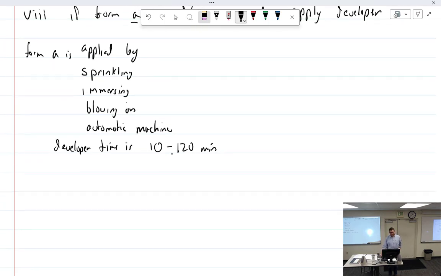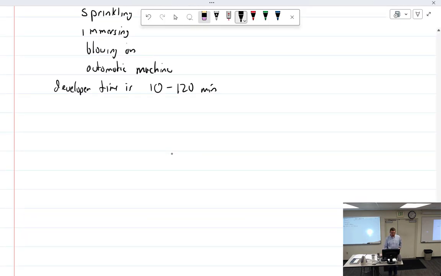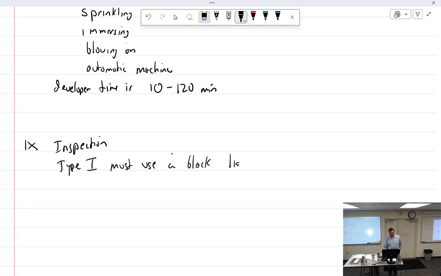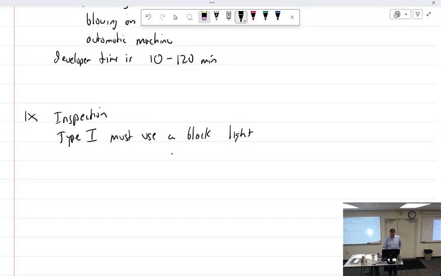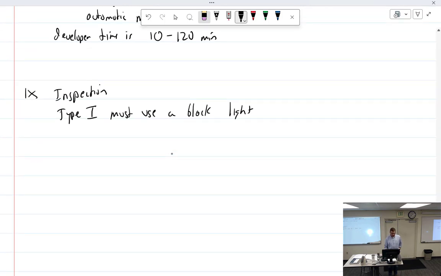What comes now? No matter what form we've used, the developer is now on. What comes next? Inspection. So we are doing type 1, which means we must use a black light. Black light specs must be checked.